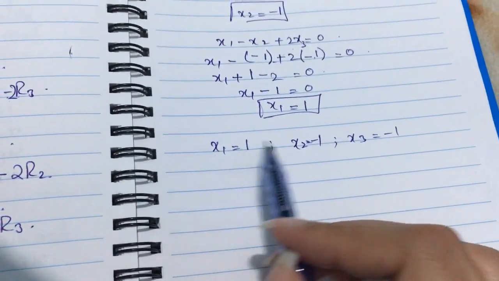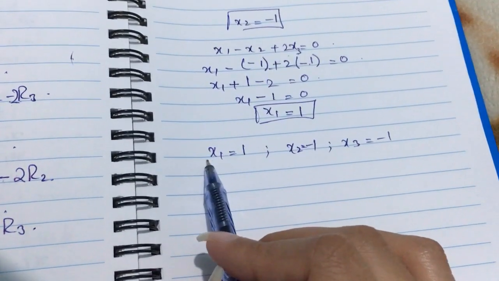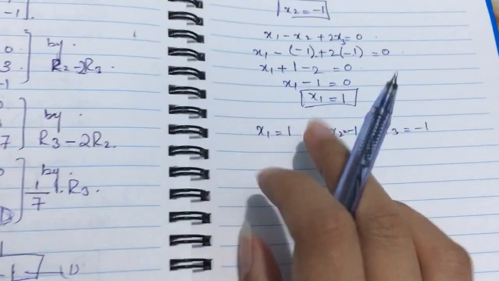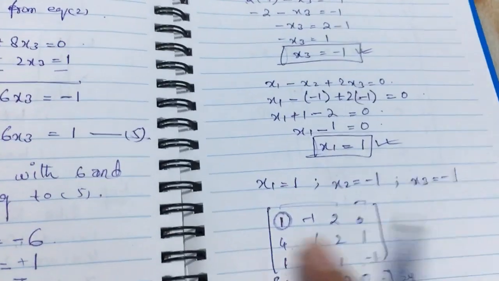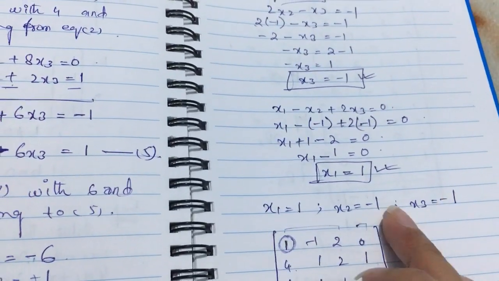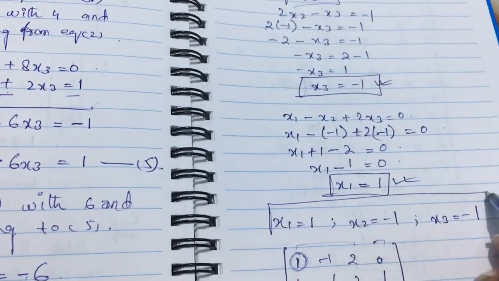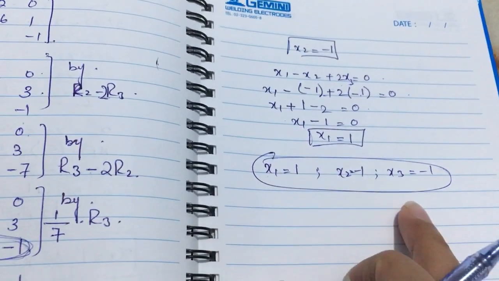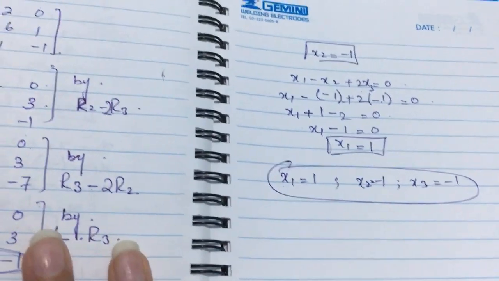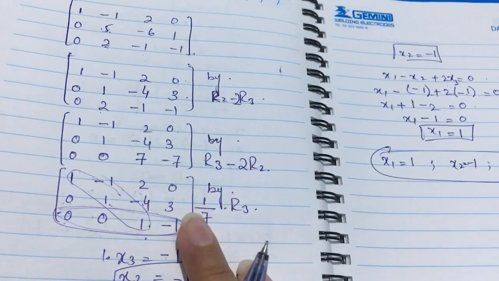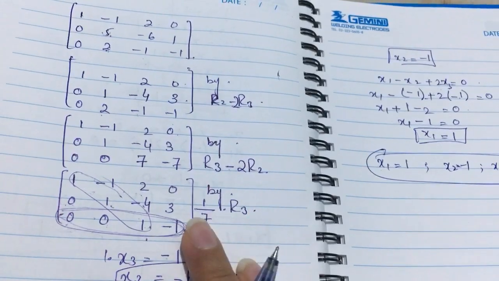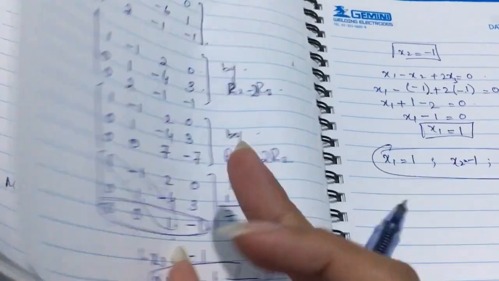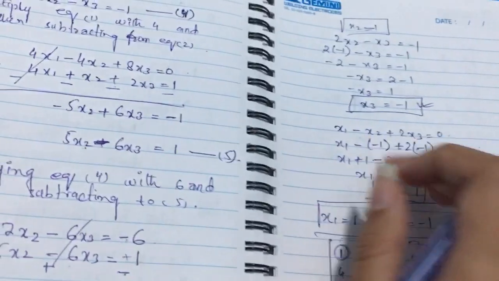So by using the Gauss elimination method, I found the values of x1, x2 and x3. As you can see, these values are the same as in the previous method. So whichever method you use, the values of x1, x2 and x3 remain the same. So this is the Gauss elimination method. Earlier I only solved this system of linear equations simply by adding or subtracting the equations.